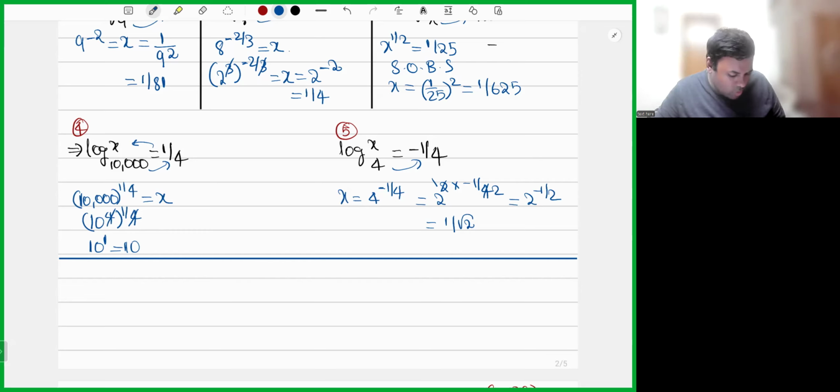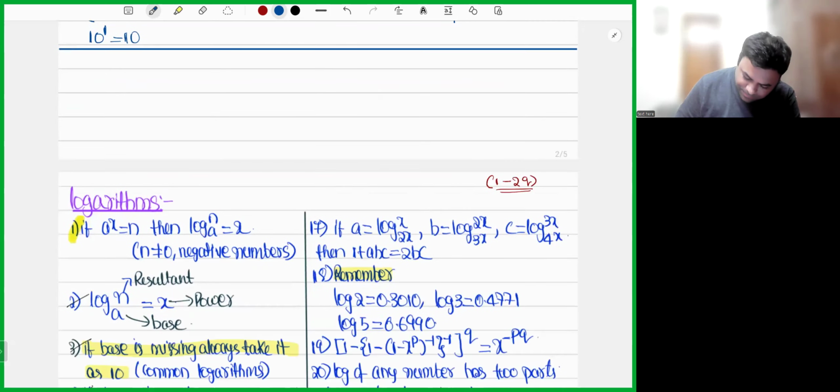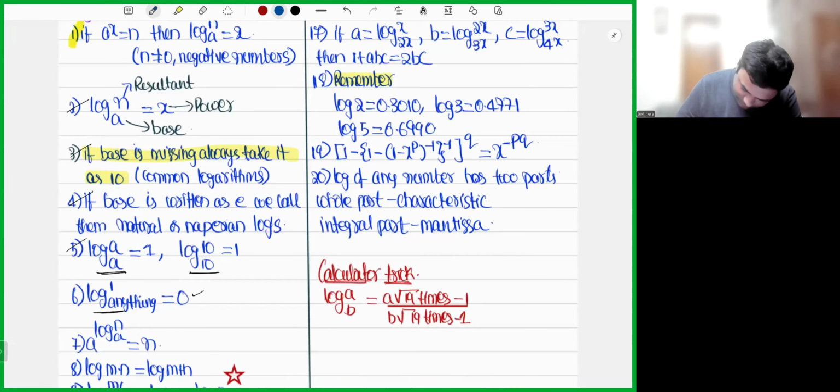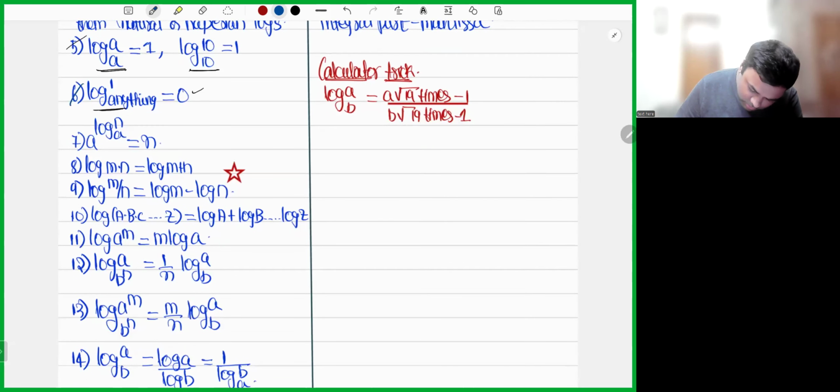Okay, a simple cross product. Next, I said if nothing is there in the base, you will assume it as 10. However, sometimes people will also assume it as e, that is called natural logs. We will be using common logs. Next, let's proceed further, my dear friends. Now, log 1 to the base anything is equal to 0.